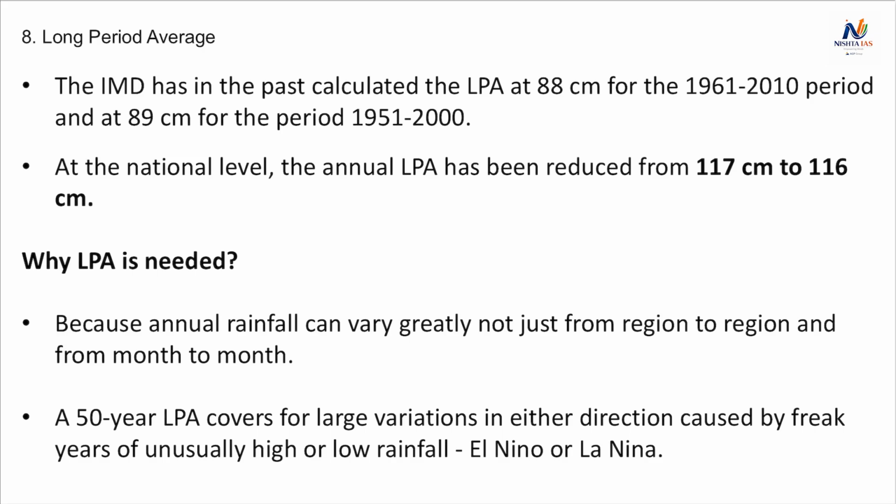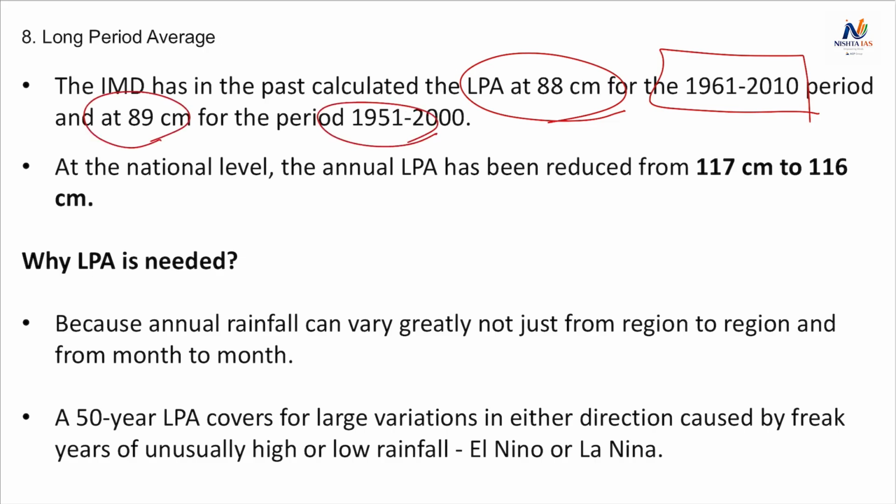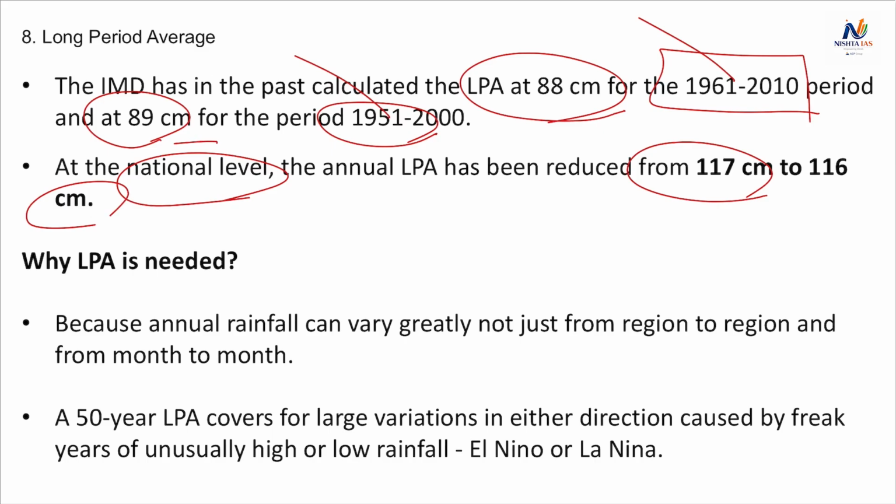And then the Indian Meteorological Department has in the past calculated the long period average at 88 centimeters for the period of 1961 to 2010 and 89 centimeters for the period of 1951 to 2000. That means from the 1951 to 1961 periods, we have got 1 centimeter less of the long period average of rainfall. And for the whole nation, the long period average has been reducing from 1117 centimeters to 1116 centimeters. That means it shows over a period of 30 to 50 years, our rainfall amount is decreasing year by year or month by month.